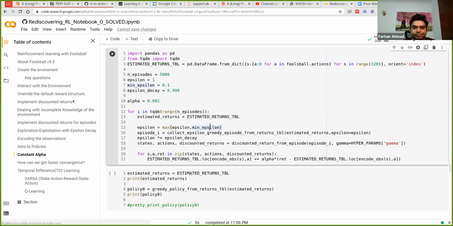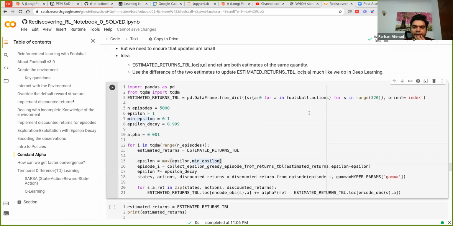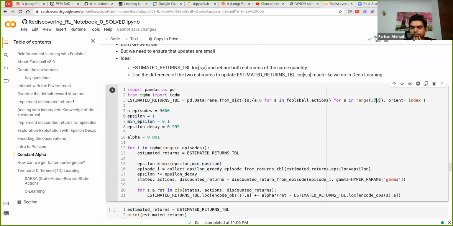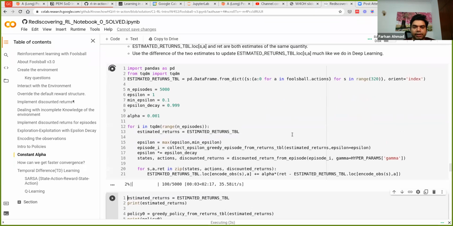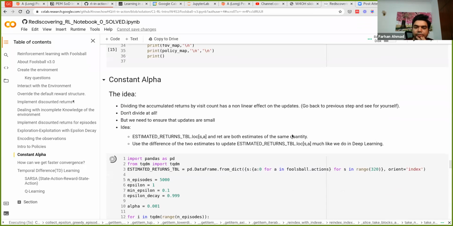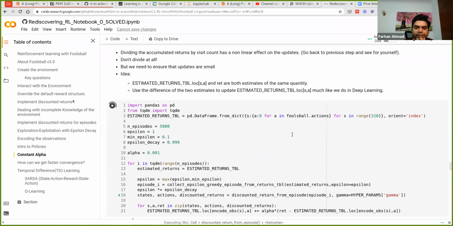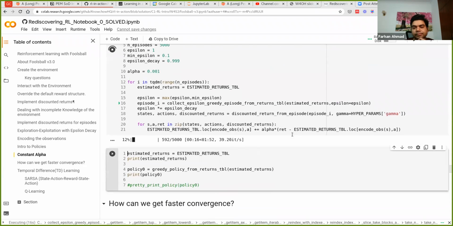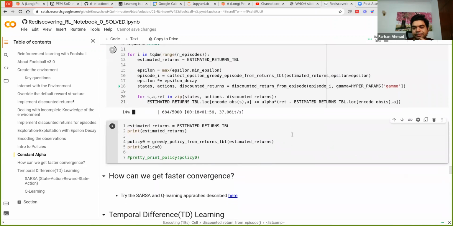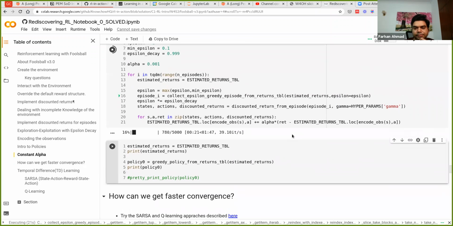But the rest of the code is pretty much the same that we were using earlier. Only the number of states has been hard coded to 320. So I'm running this code that we derived using constant alpha before we started TD learning, basically. And it takes a while.